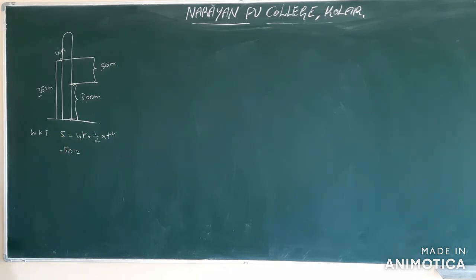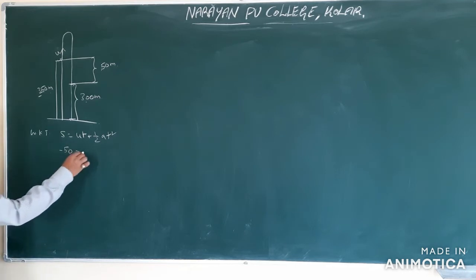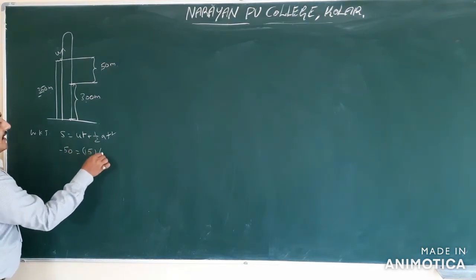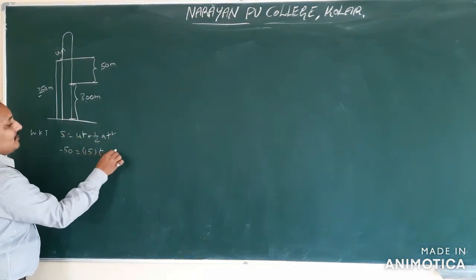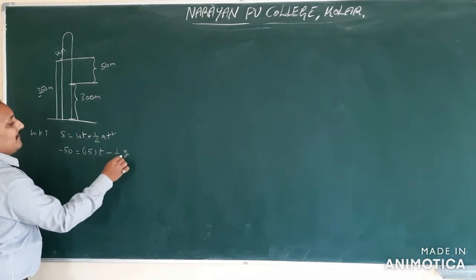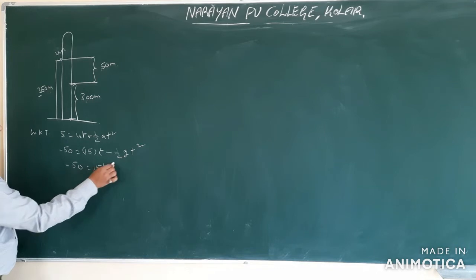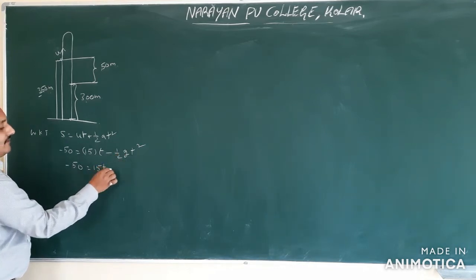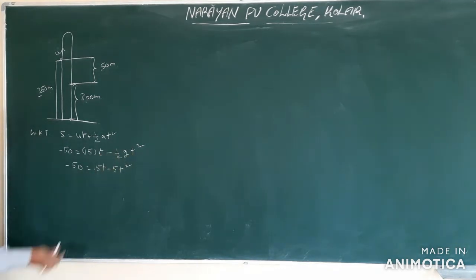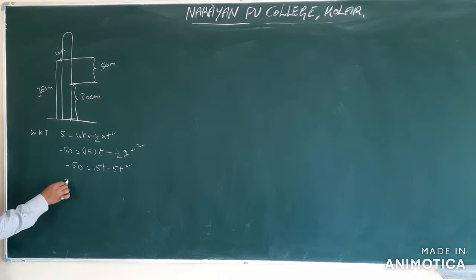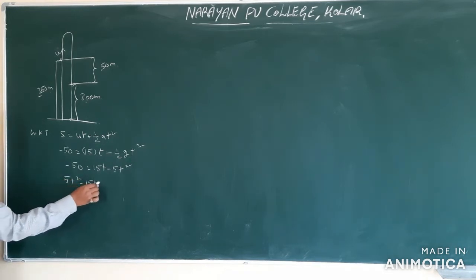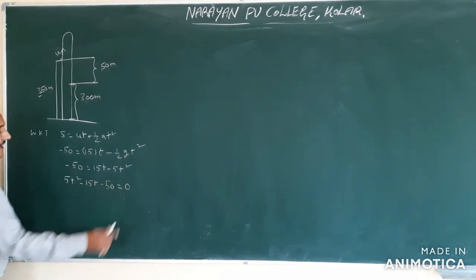U value, initial velocity how much they gave? Object is thrown with velocity 15 meters per second. So 15 times t. Object is thrown vertically upwards. Therefore, a value minus g. So minus 50, 15t, g by 2. 10 by 2 means minus 5t square. This one you can bring this side. So 5t square minus 15t plus 50 is equal to 0.